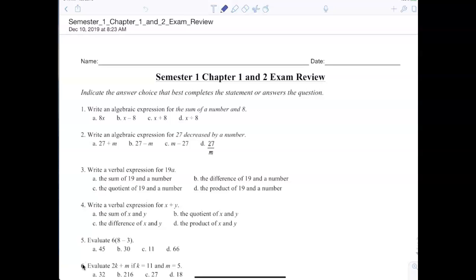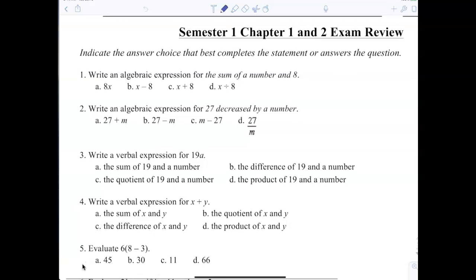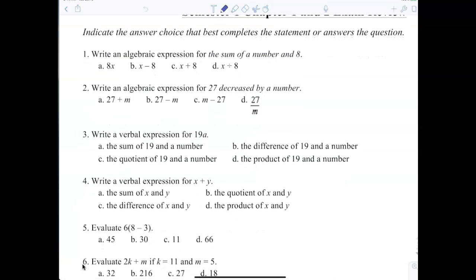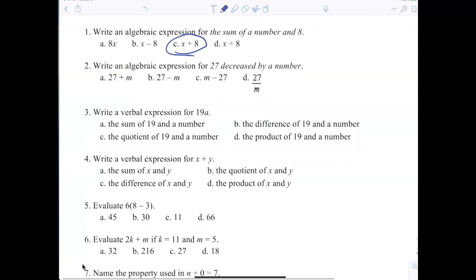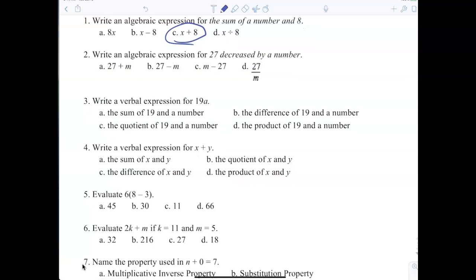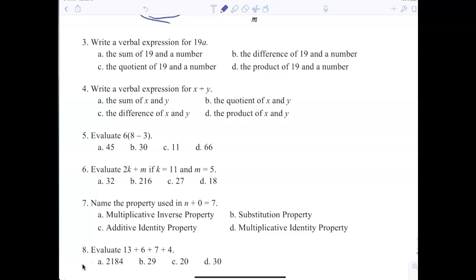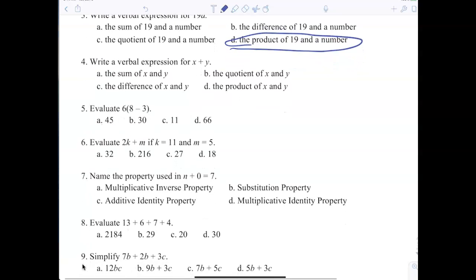Okay. So number one. All right. Write an algebraic expression for the sum of a number and 8. Obviously, that's going to be what? C. All right. 27 decreased by a number. Yes. 27 is what's being decreased. All right. And number 3 would be the product, correct? Because you're multiplying. And then addition is what?